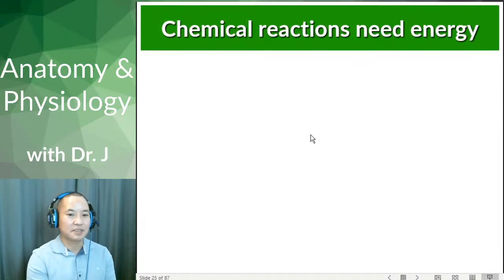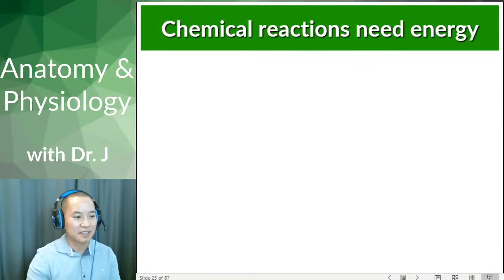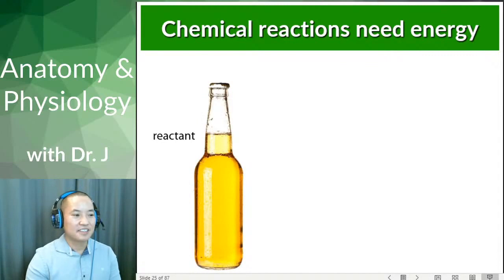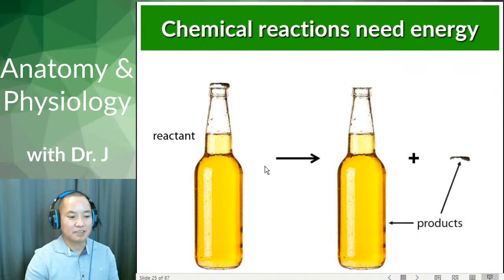So the thing is that chemical reactions need energy. That's the main point I'm getting at here. So say this is like a chemical reaction. Here we have our initial reactant. We have a closed bottle with a bottle cap. What product do you want if you want to drink that bottle? You want to somehow open that bottle and have a bottle cap. And these are our products. You want to go from point A, this closed bottle, to the open bottle and the bottle cap.